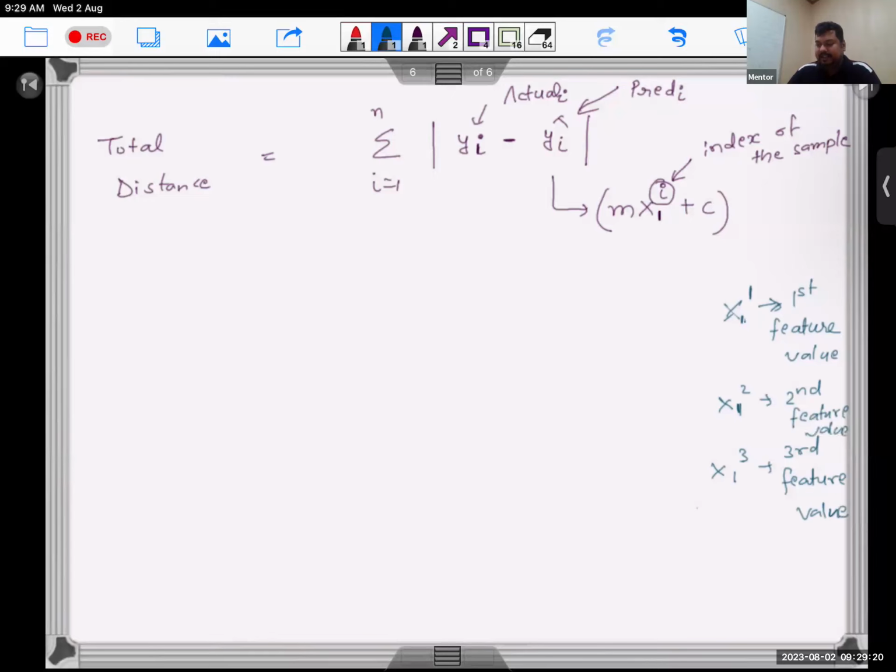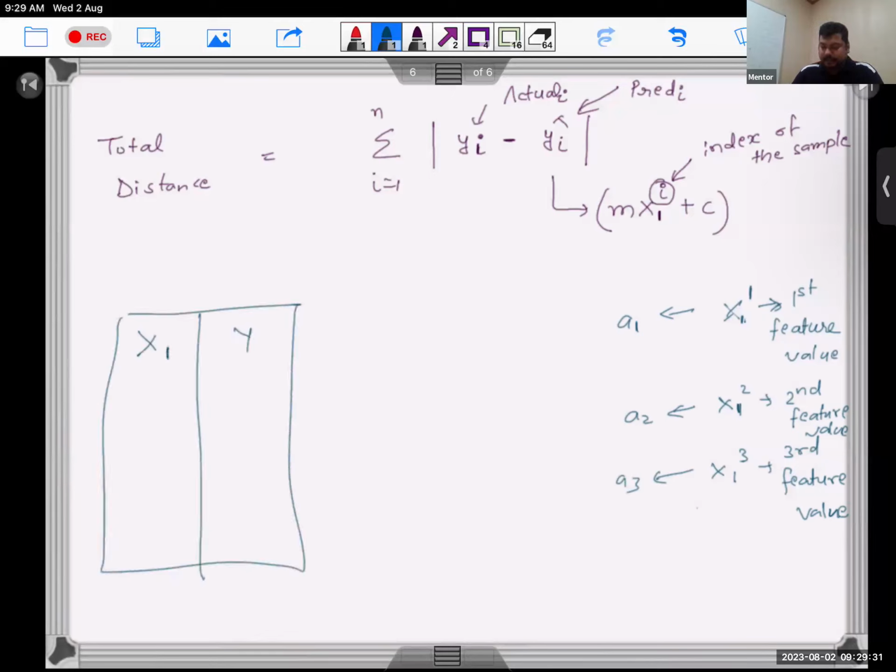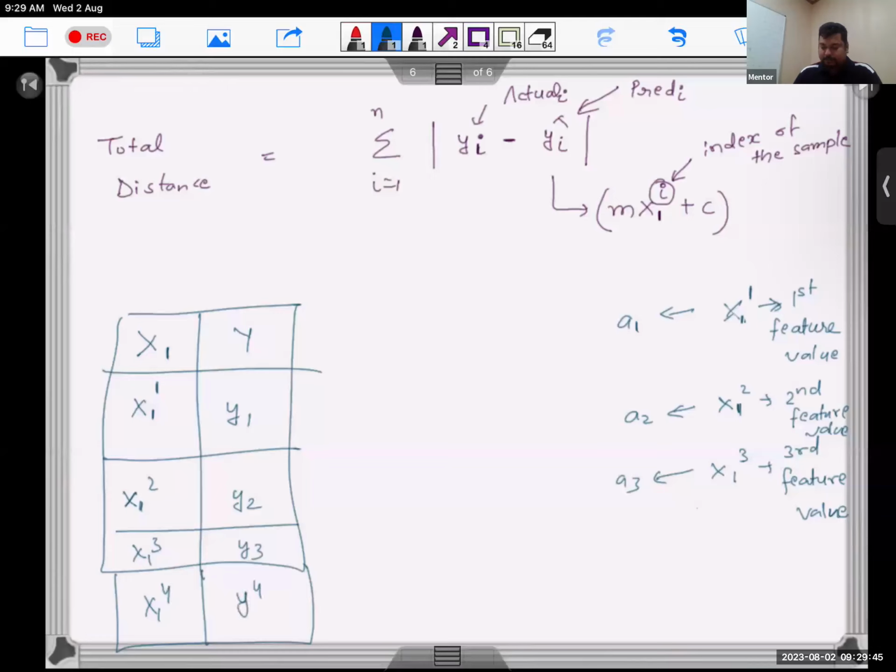In my case, what is x1 of 1? A1. I took it as A1, right? This was A2. This was A3. So you can think of it like this: given a data set like this, I'm writing it like this. This is x1 of 1, this is y1. This is x1 of 2, this is y2. This is x1 of 3, this is y3. Is this clear? Yes. Okay. And you can go on if you have more points. All right, so this is what I have to compute.